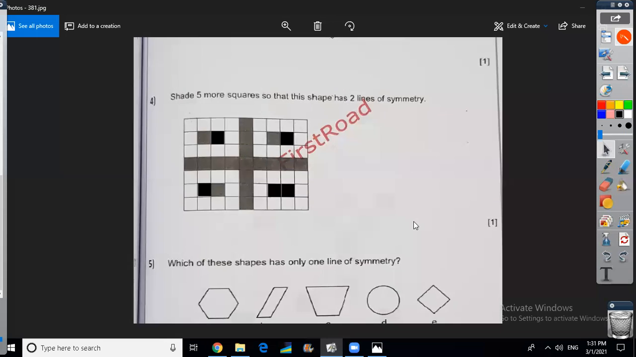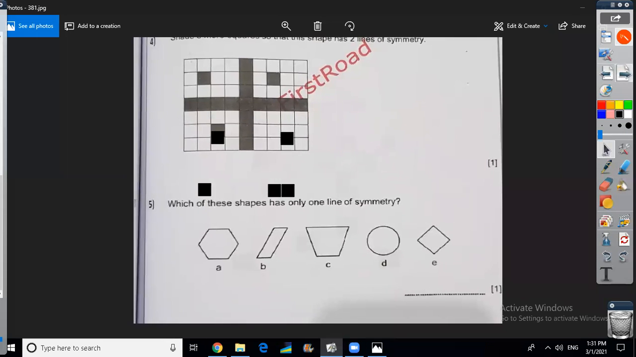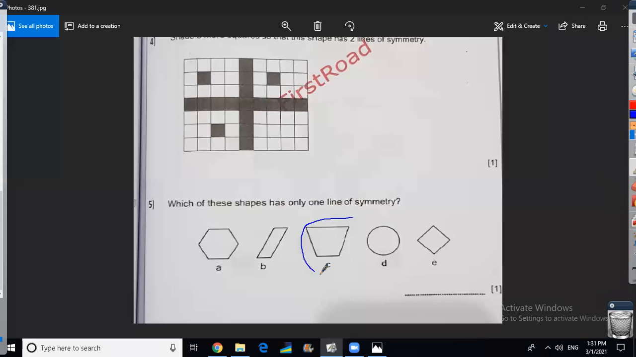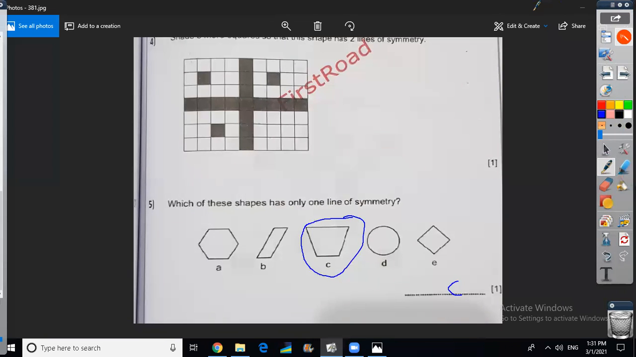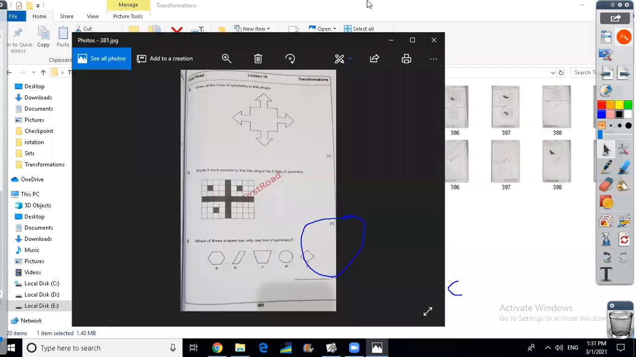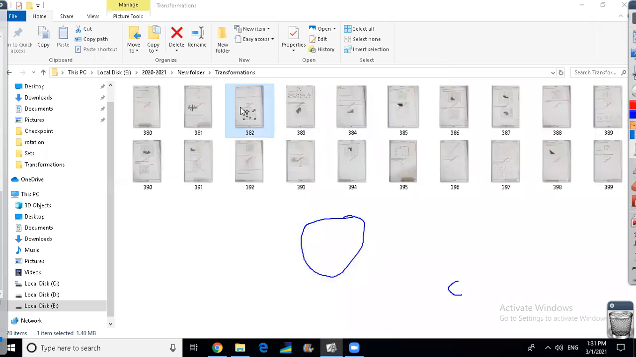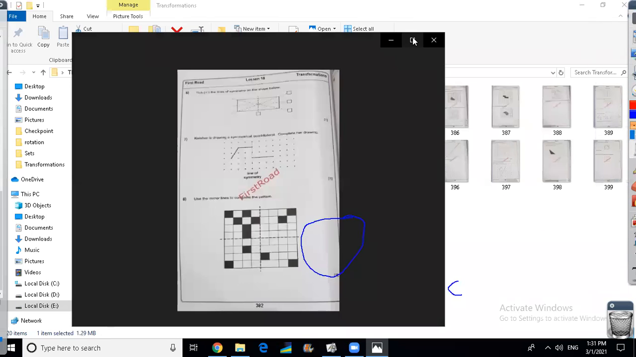All right, let's move to the next question. Which of these shapes has only one line of symmetry? The trapezium is the only shape that has 1 line of symmetry in this list. They want you to write the letter here, so you're gonna write C. All right, we're done with this page, and let's continue. Next page, 382.